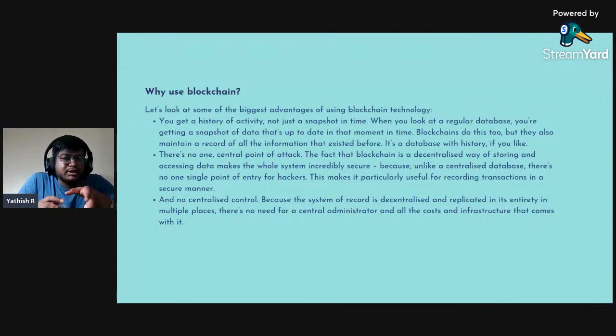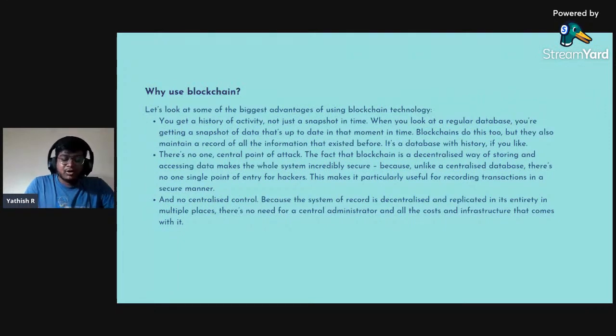Now, there's no central point of attack. The fact that blockchain is a decentralized way of storing and accessing data makes the whole system incredibly secure. Just because you remove one server from the entire blockchain network does not mean you are going to bring down the entire network. Okay, that does not happen. Let's say you own a server and you bring it down in a centralized setup, you know that the data is lost, everybody is hacked, and there is not going to be any proof that someone did something, right? That does not happen here.